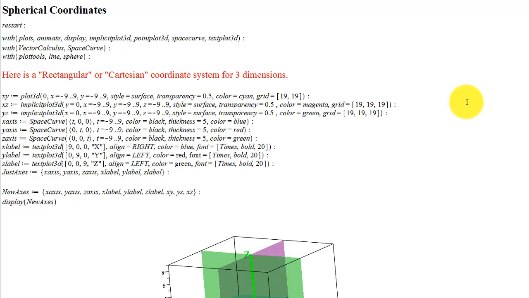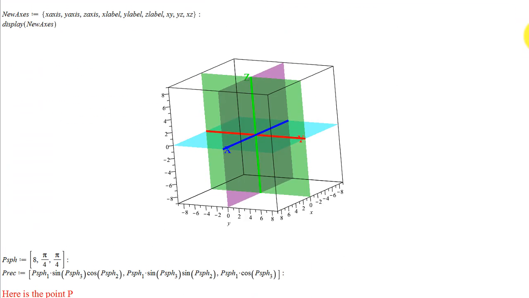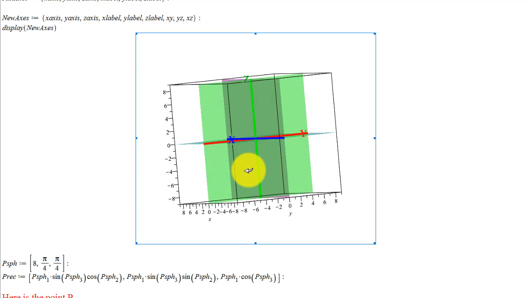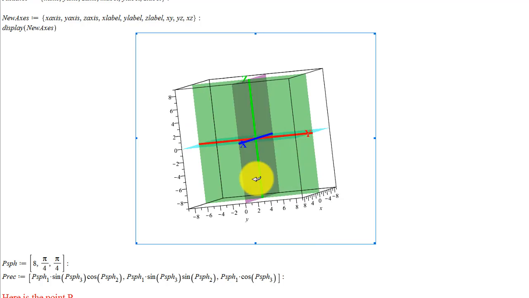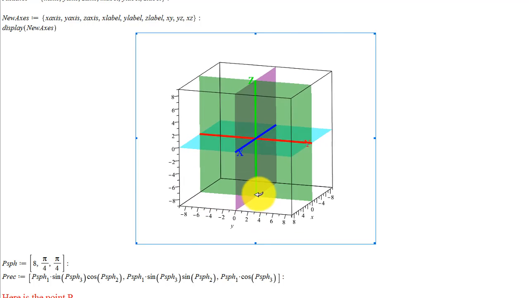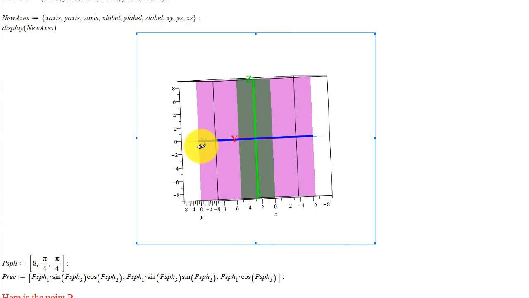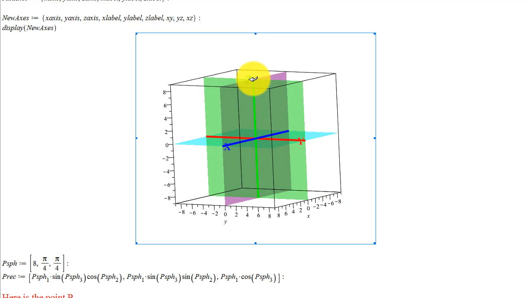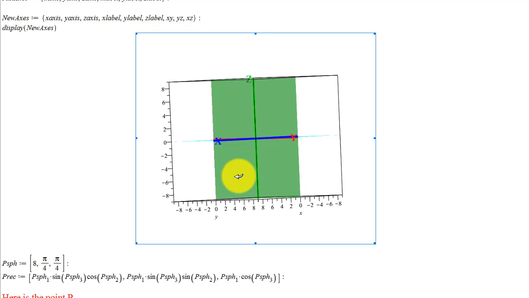Here we want to take a look at spherical coordinates. I've created a rectangular coordinate system with the axes highlighted so we can tell what's what. The blue is the x-axis. There's a big blue X on the positive end of the x-axis. The y-axis has a big red Y at the positive end of the y-axis, and then the z-axis has a green Z at the positive end of the z-axis.